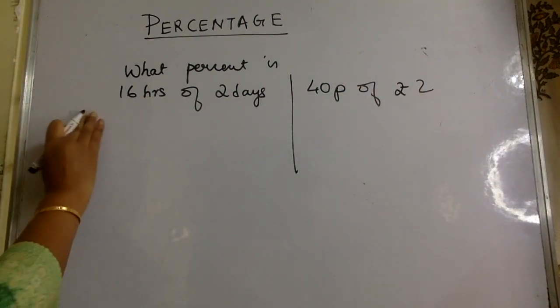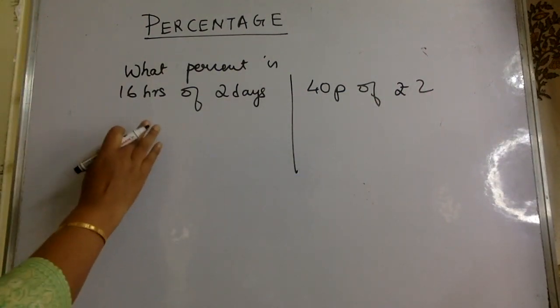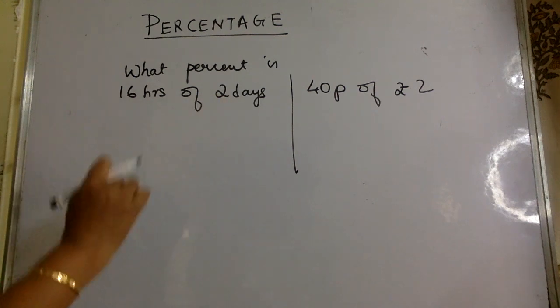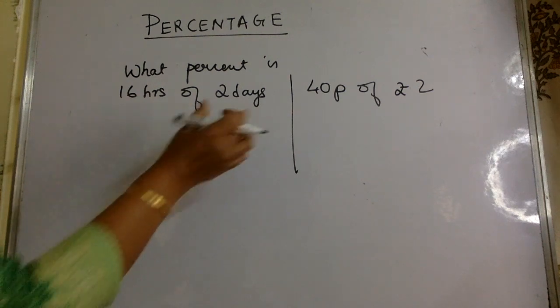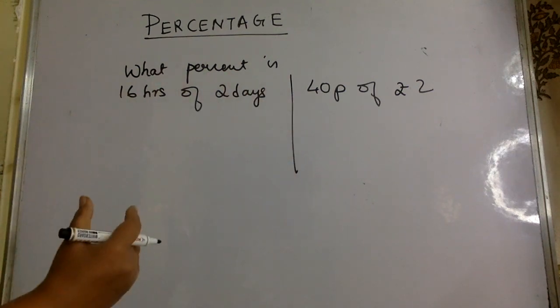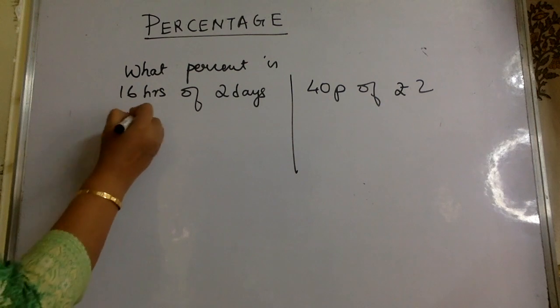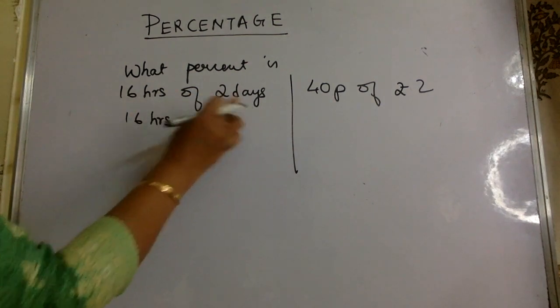So now what to do? This is 16 hours of 2 days. First thing, it is better to convert the bigger unit to the smaller unit to avoid decimals. So always convert first. You can't work with two different units.